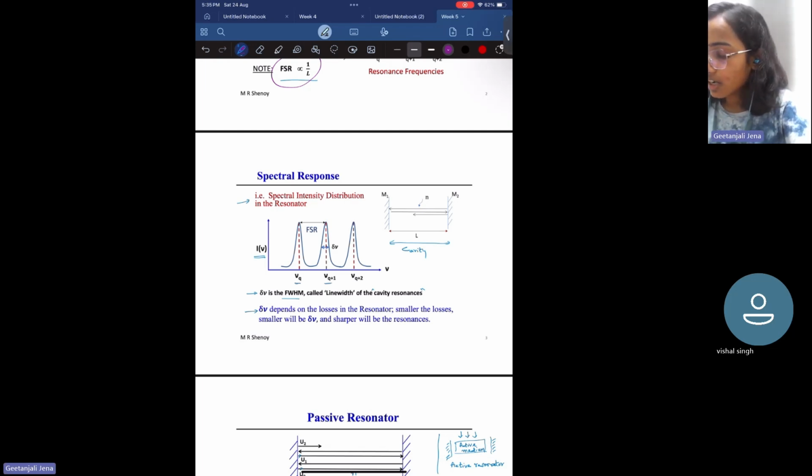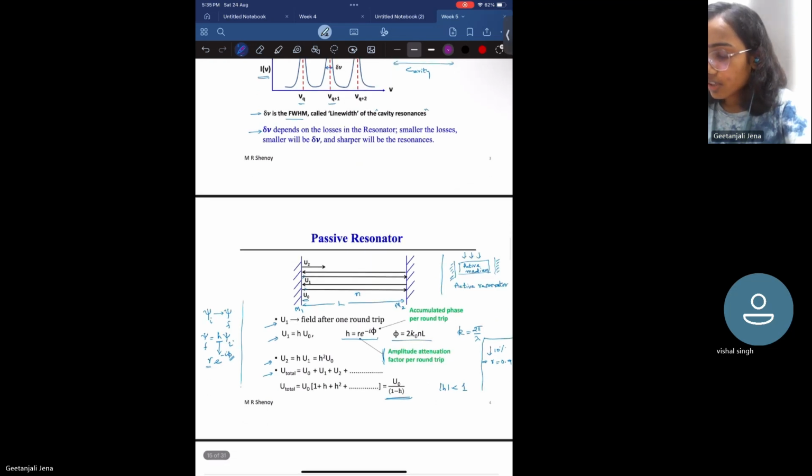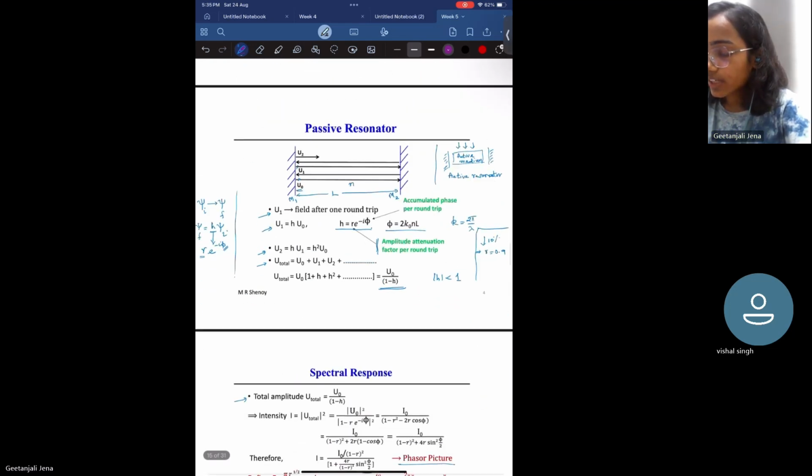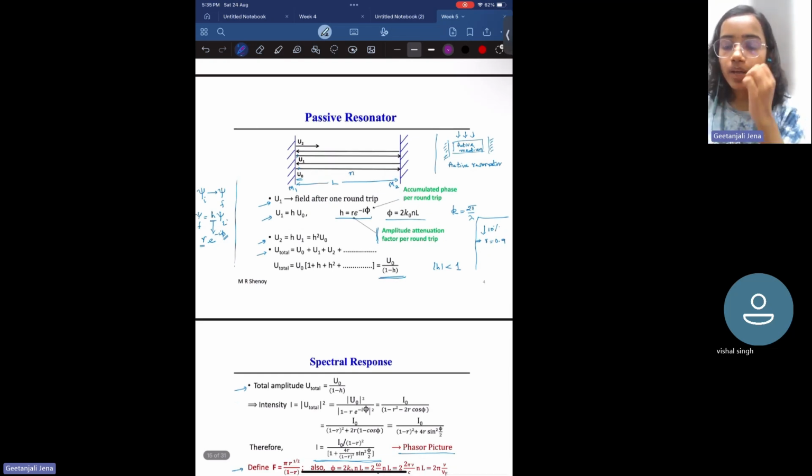Now we will see what the line width of a typical resonator is. Let us take a passive resonator. A passive resonator means there is no active medium in the system, that is, there is no gain medium. We are just seeing how the light is confined in these two mirrors, M1 and M2, which are separated by a distance L.